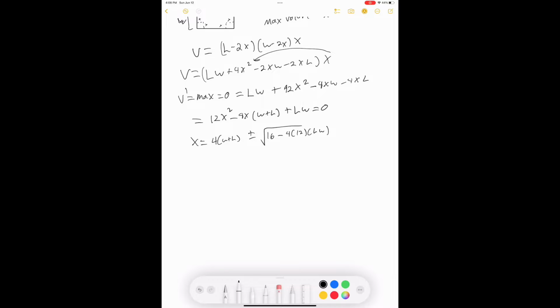All over 24, right? Yeah, so that 16 is not really that accurate, right? So it's going to be 4 times (w plus l) squared. It's a little tough to write that in that small space. And that is going to be our answer for the optimal volume of the box.